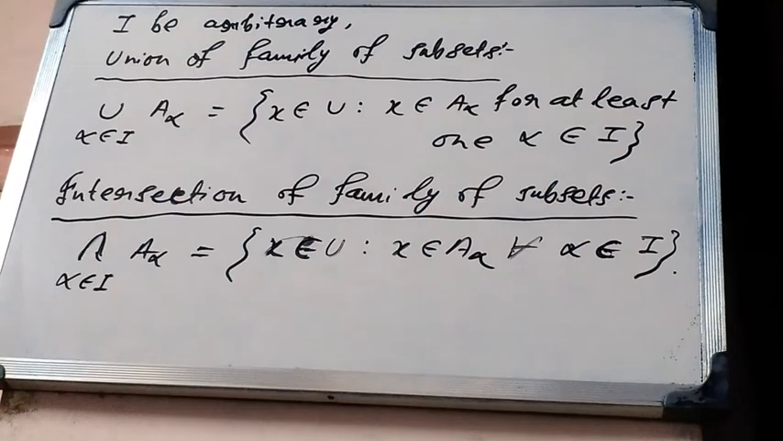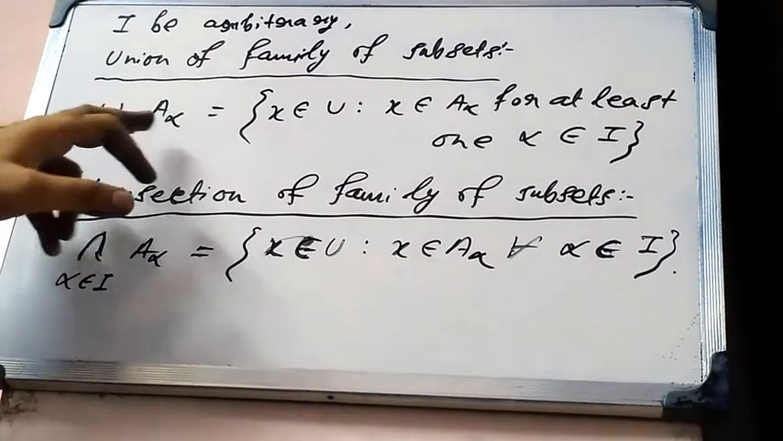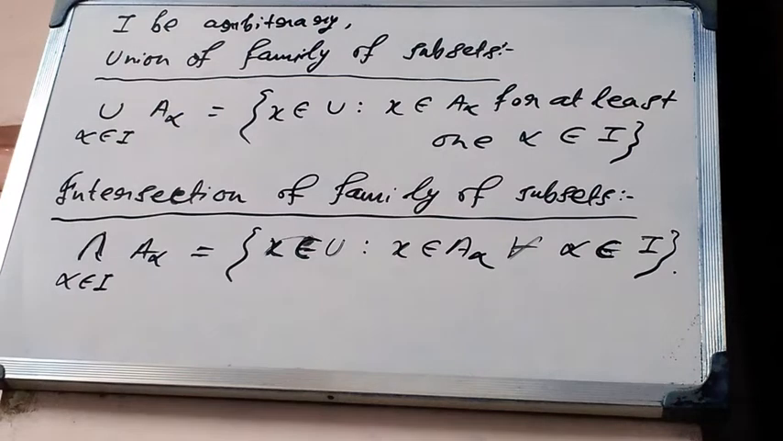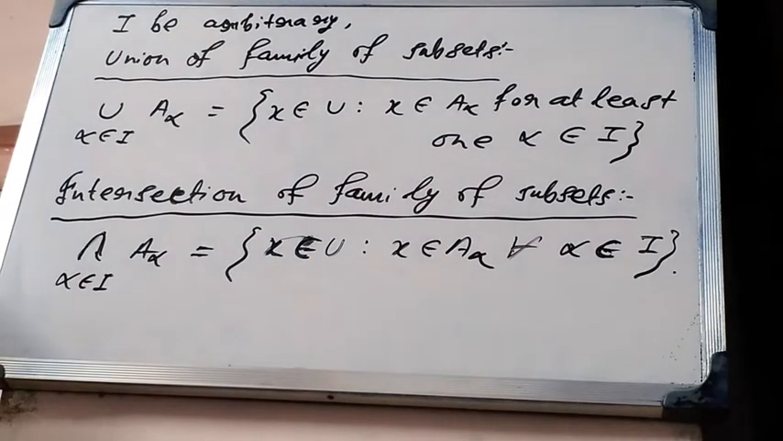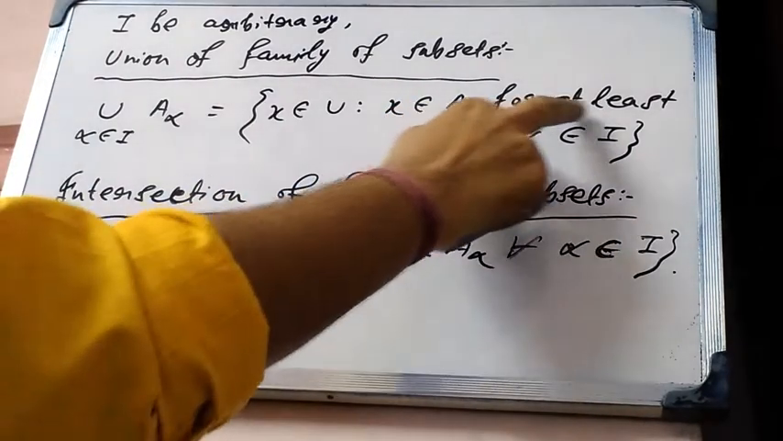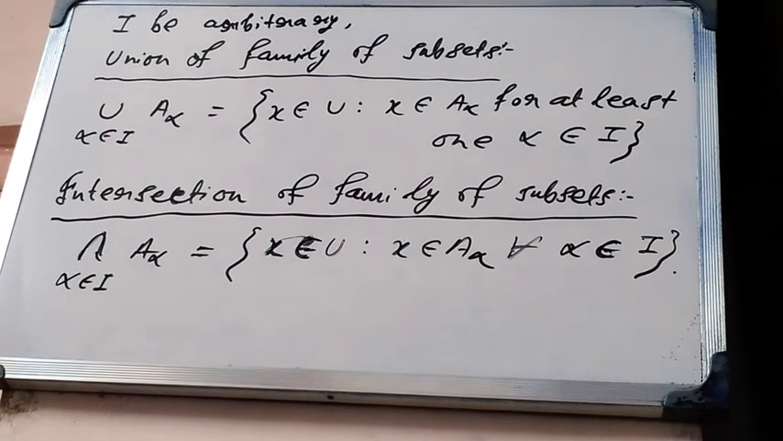Let I be an arbitrary set and A alpha such that alpha belongs to I, where I is the index set, be a family of subsets of the universal set U. Then we can say that the union of the family of subsets can be expressed as union alpha belongs to index set I, A alpha is equal to X belongs to U, the universal set U, such that X belongs to A alpha for at least one alpha belongs to I. Remember this one, this is for at least one alpha belongs to I.